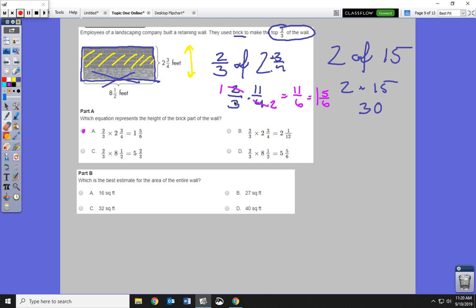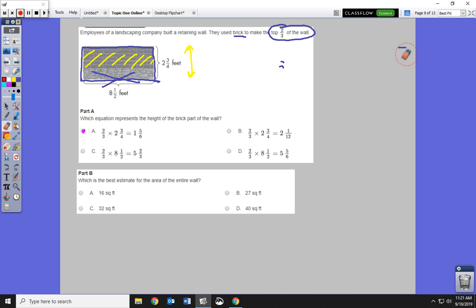Now the next one is a little different. They changed gears on us. No longer are we focusing in on just the brick part. Now it's the entire wall. We want to find the area of the entire wall, but it says to estimate it. I remember I had a young lady in my 6th period think about the word "about" as an estimation, which is great. So I want the best estimate for the area of the wall. Now the wall is a rectangle. The area of a rectangle is area equals LW, which we can read as length times width.